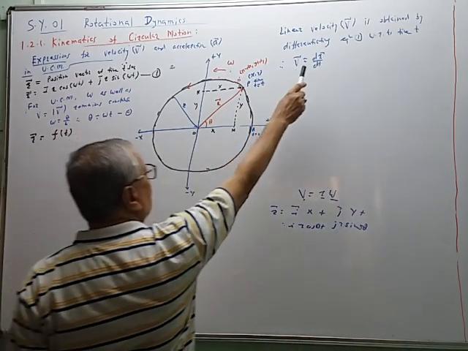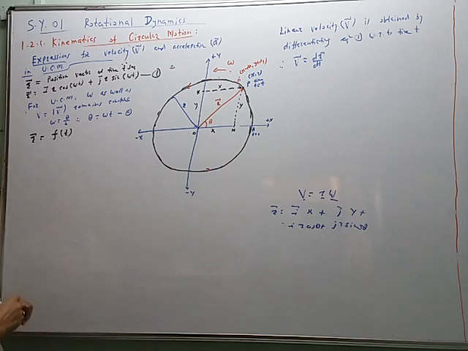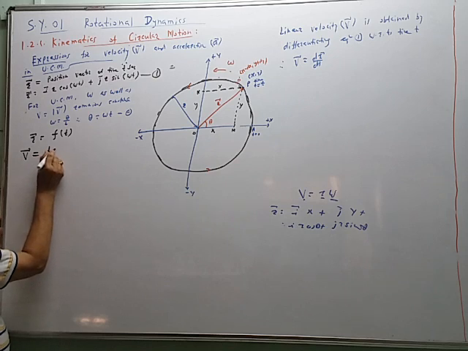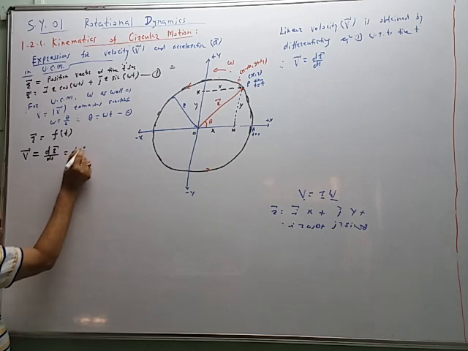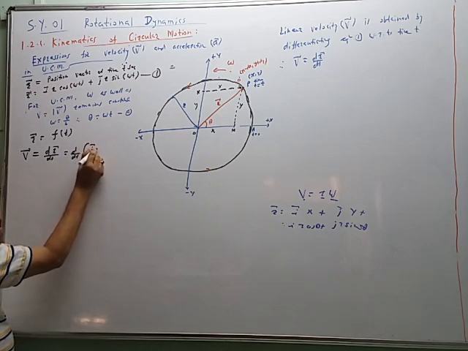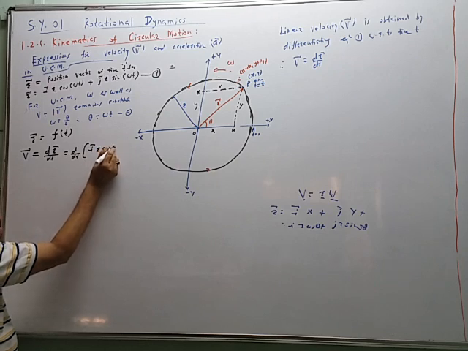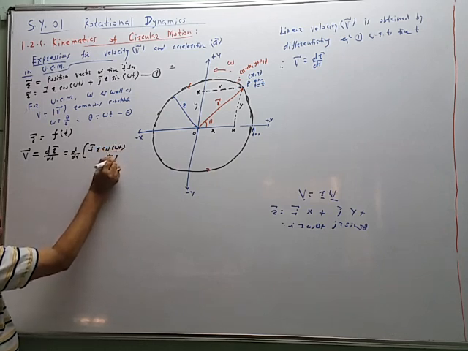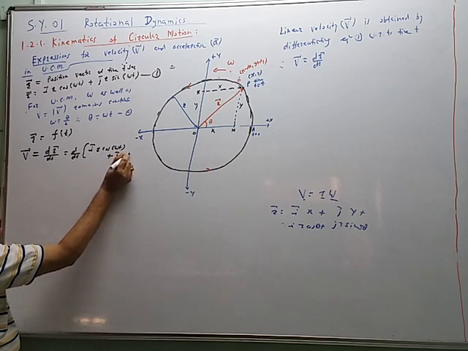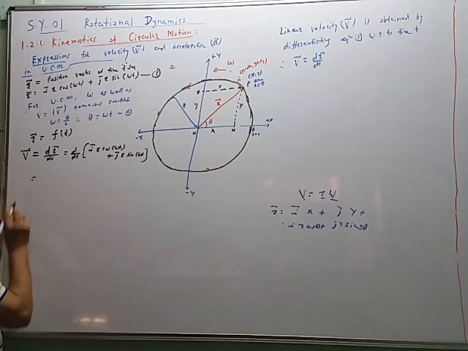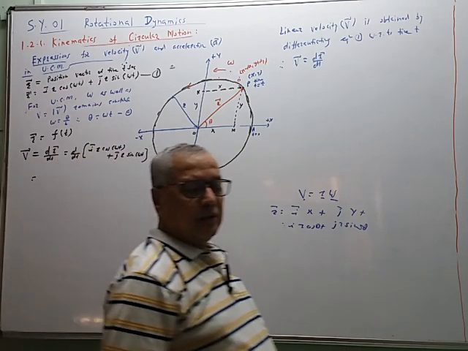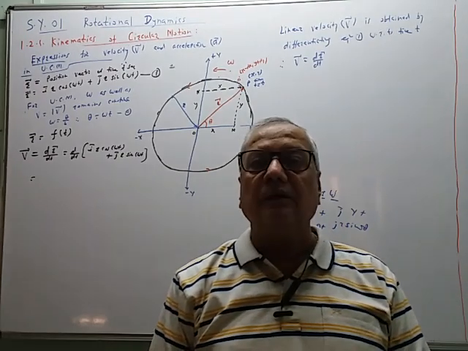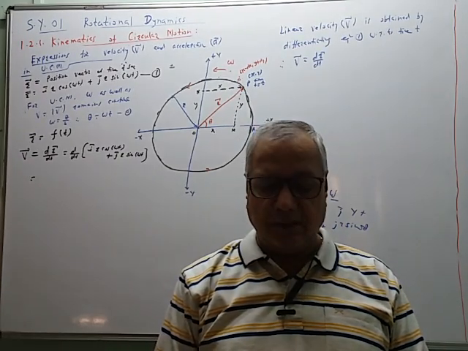So, to complete this mathematical part, v is equal to dr by dt, which is equal to d by dt of unit vector i times r cos omega t plus unit vector j times r sin omega t, like this.